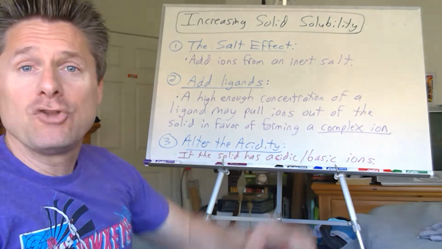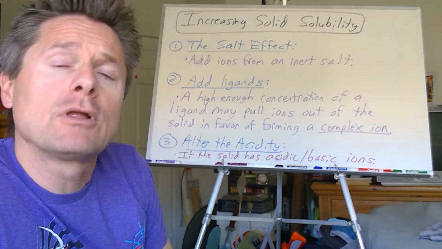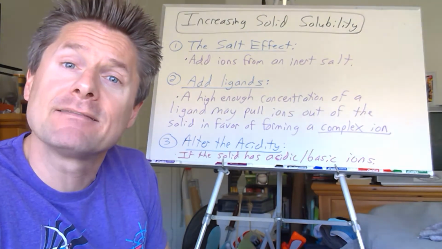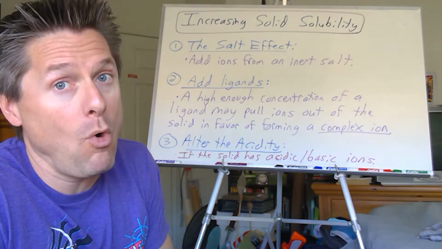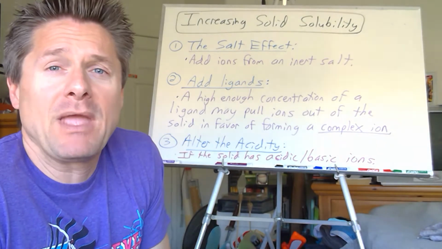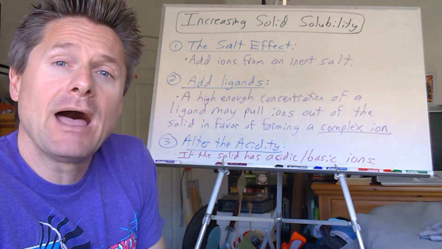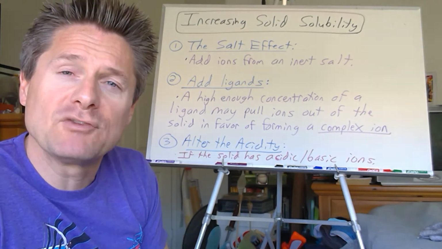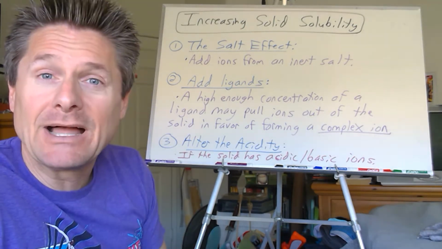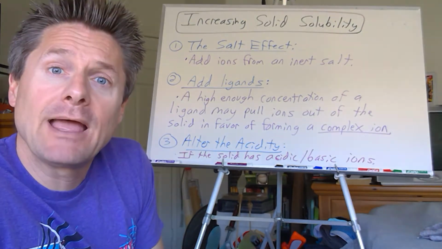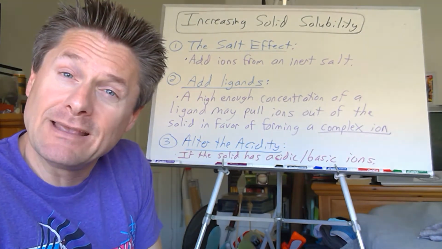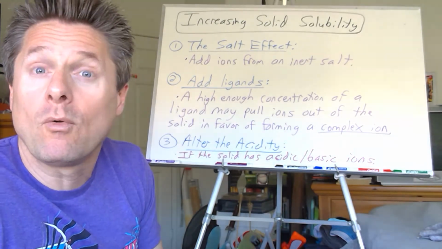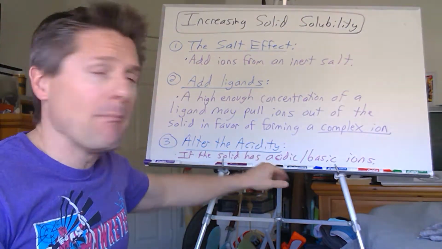Or alter the acidity. That's a real common way. If that precipitate has a cation or anion in it that has acidic or basic behavior, so if it has acidic behavior, I could add base to it and neutralize it out. The driving force would be the formation of water. If it has a basic ion, like OH minus or carbonate, we could add a little bit of acid, adjust the pH a little bit, and cause that solid to dissolve a little more or completely. We'll do some mathematics with that one.